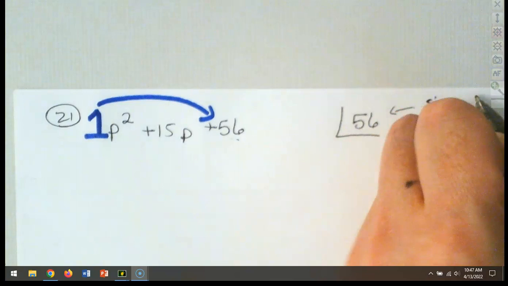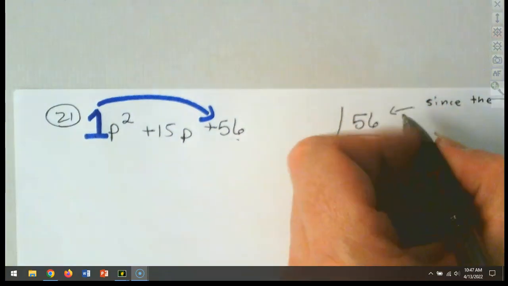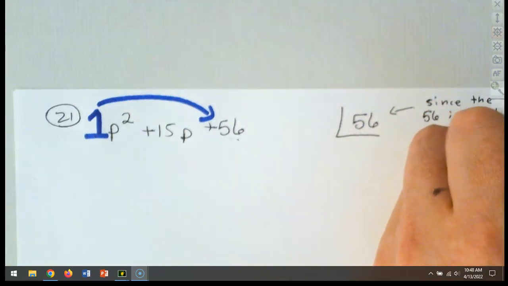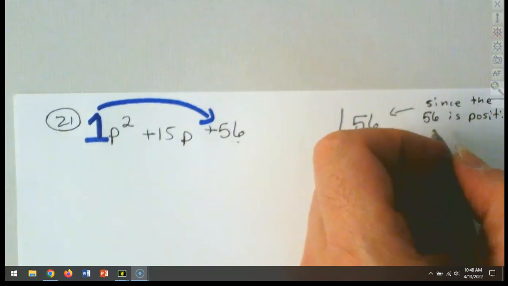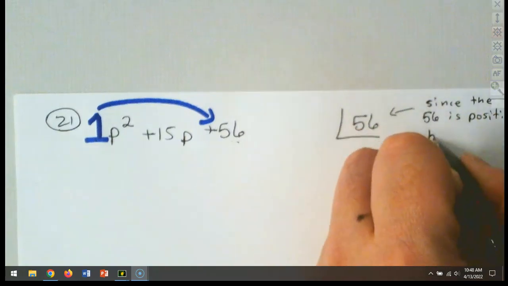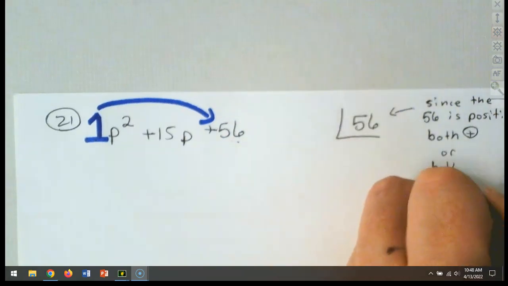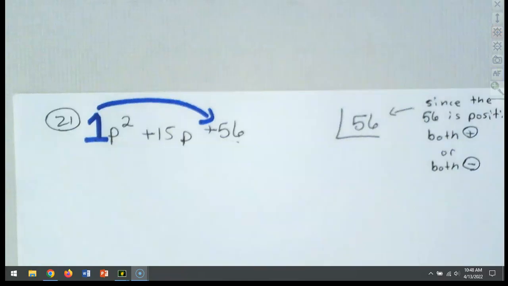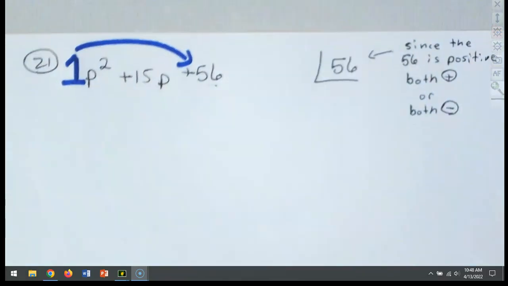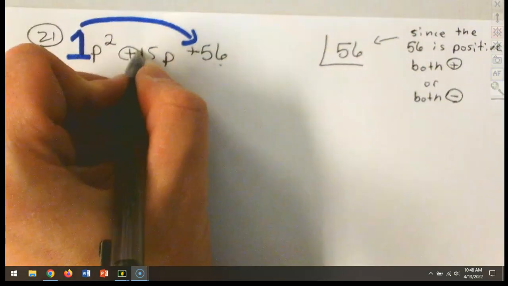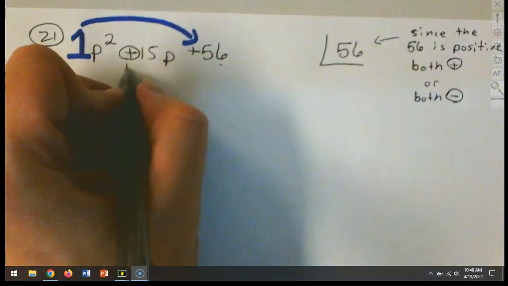Since the number is positive, the 56 is positive, both are positive or both are negative. Okay, so that 56 inside that box is positive. So that means they either have to both be positive or both be negative. What's the sign in the middle? Sign in the middle is positive, right?